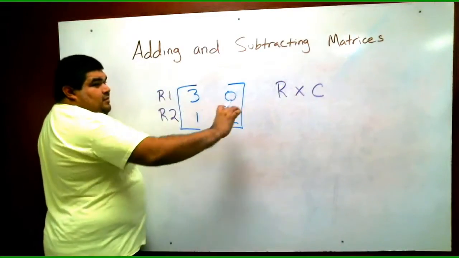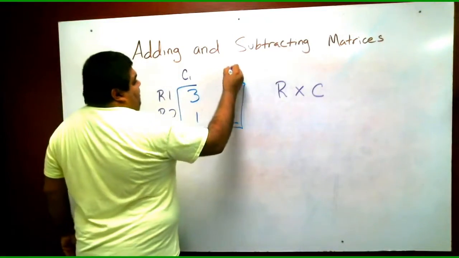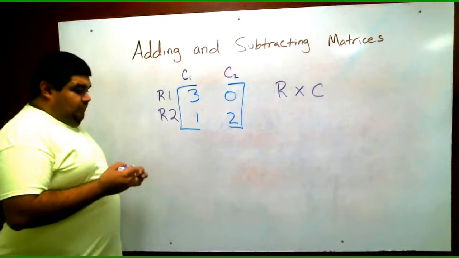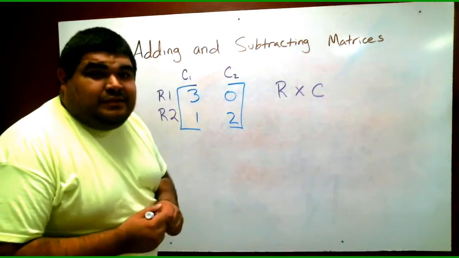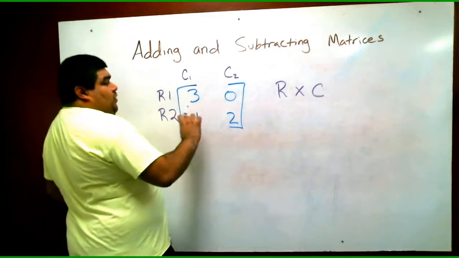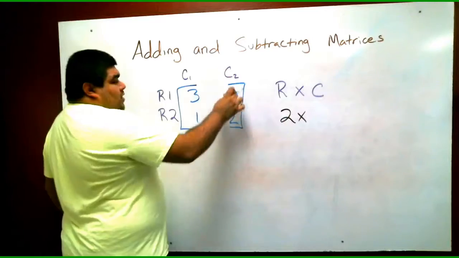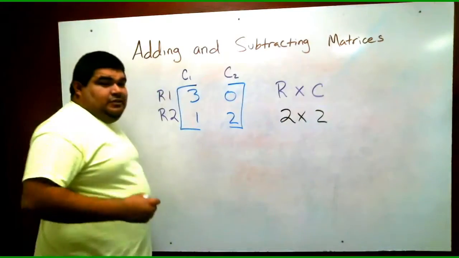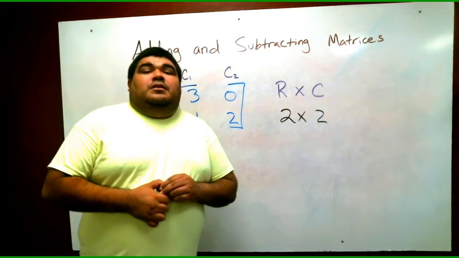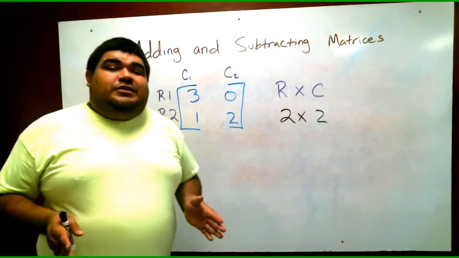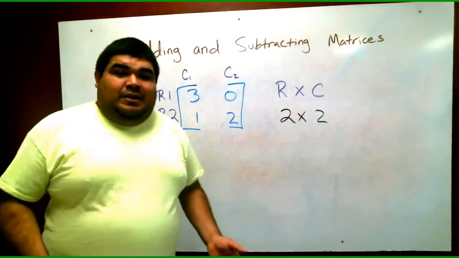Row means left to right, column means up and down. So column 1, column 2. This is how we know this is a 2 by 2, because it has 2 rows, 1, 2, and 2 columns. So this is what's known as a 2 by 2 matrix. Remember, matrices can only be added and subtracted if they're both the same dimension.